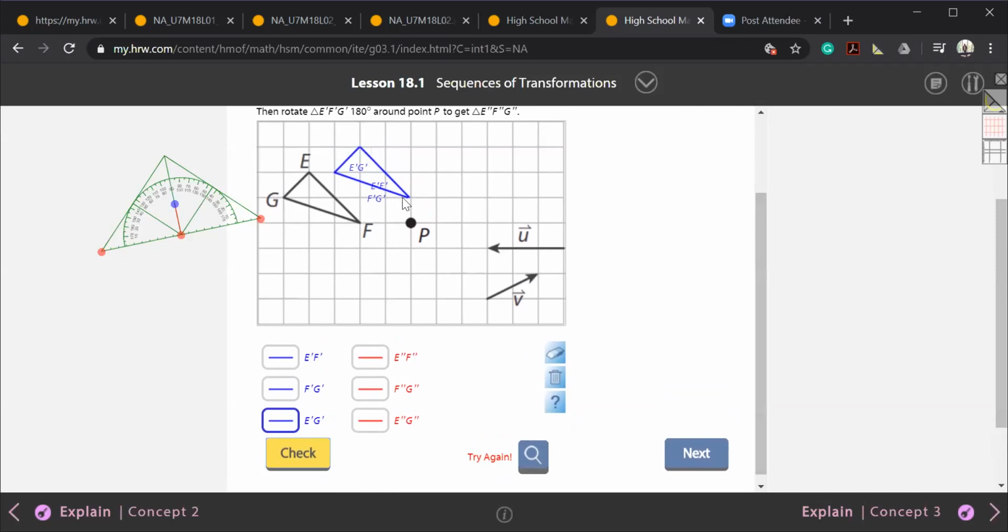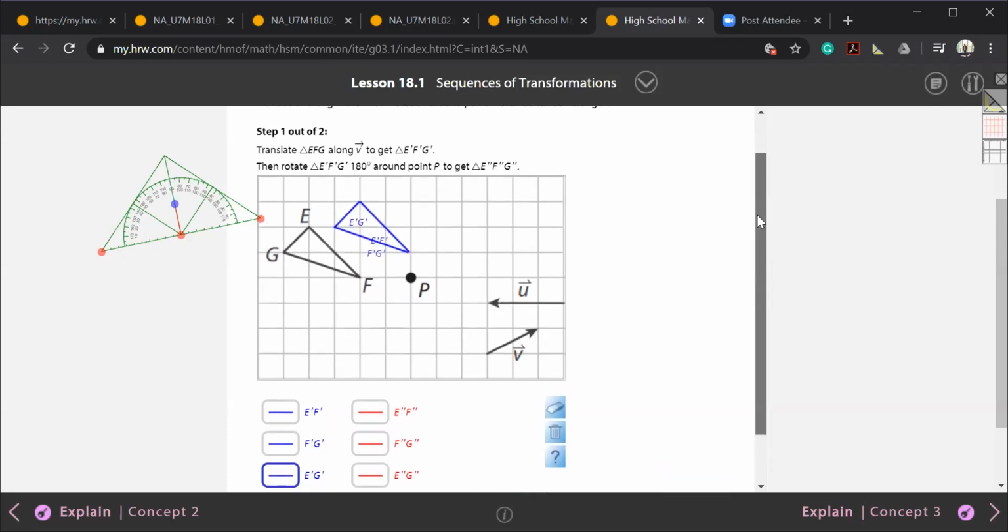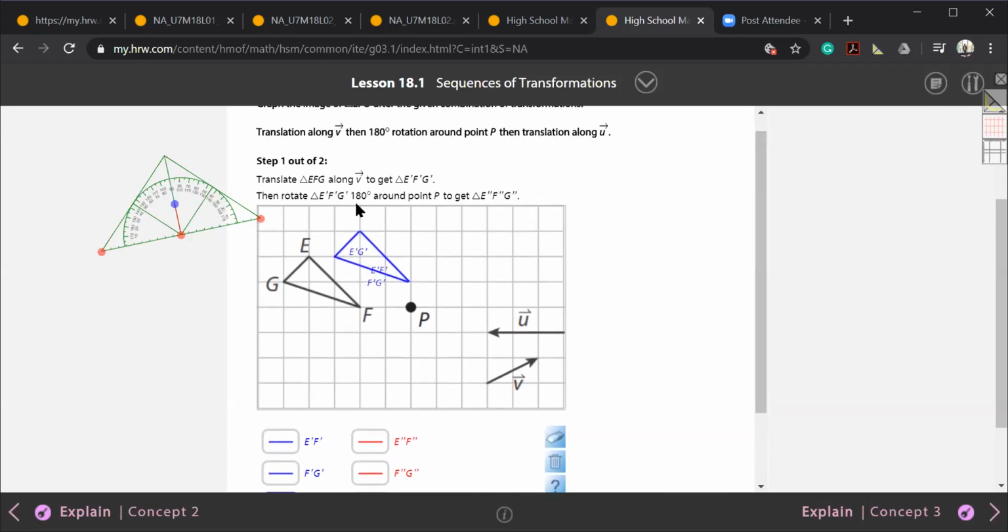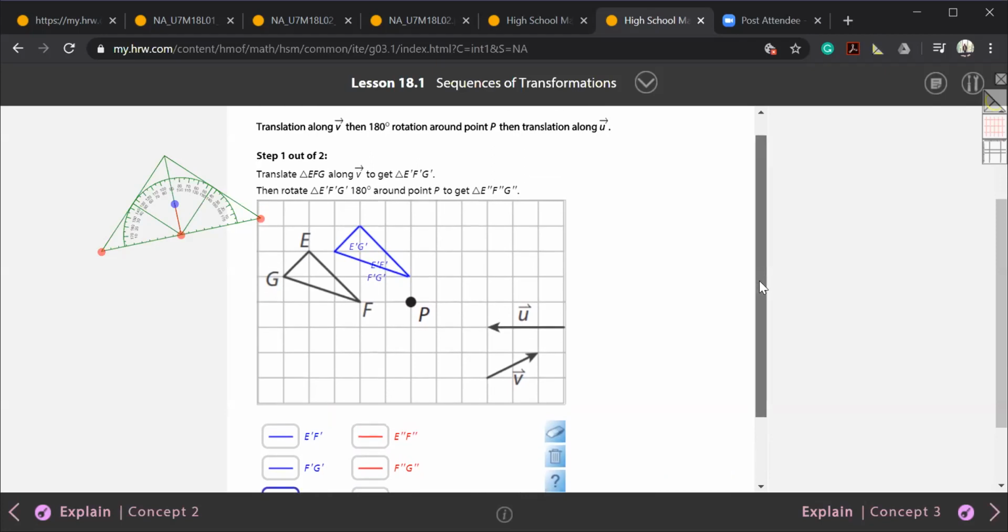You know why? Because we didn't extend this point here. But anyway, just not to waste our time. When you are doing the online thing, he is very specific that this point should be exactly in here. I didn't extend it, but you have to extend it, okay? After doing this, I know that this is E prime, this is G prime, and this is F prime. I'm required now to do a 180 degree rotation around point P.